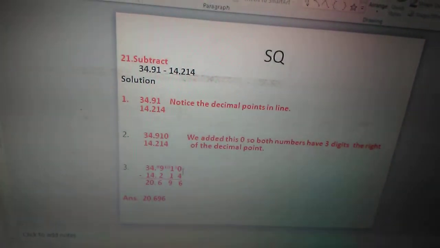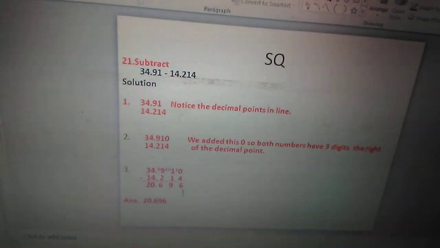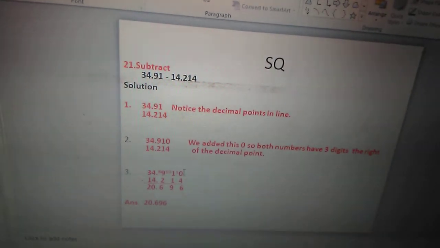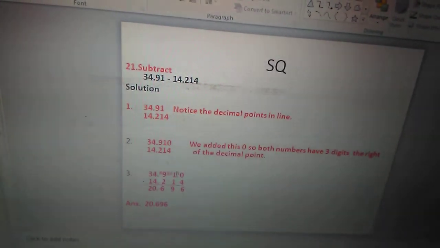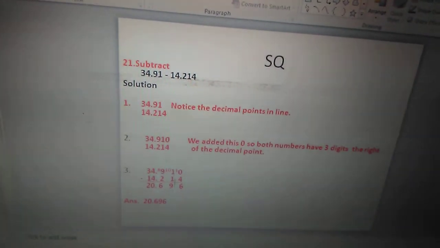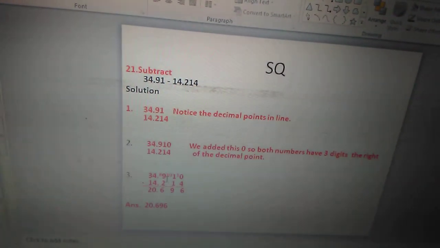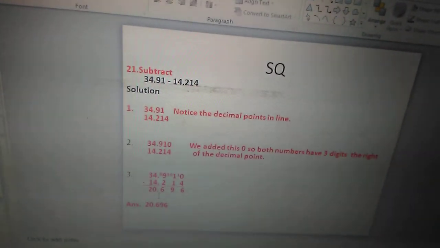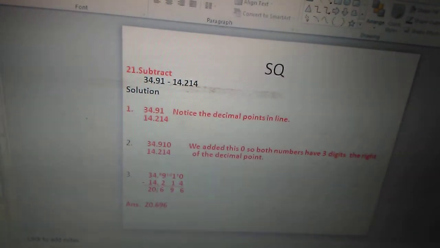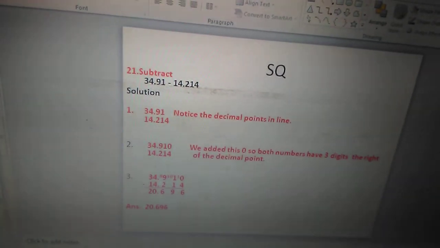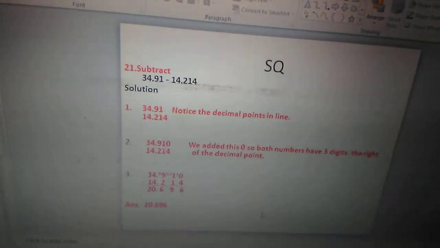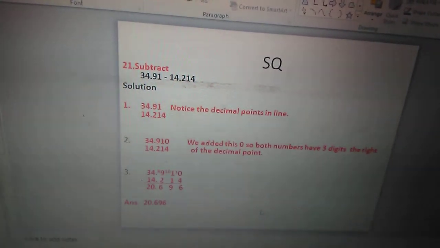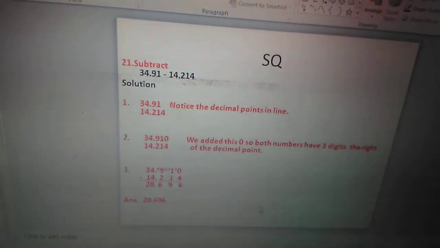We subtract that one. 10 minus 4 is 6. We borrow from that one, so 1 will be here. So 2 becomes 11, 11 minus 2 equals 9. Then 1 will be here, 3. 9 minus 3 is 6. Decimal point. So 4 and 4 is 0. 3 minus 1 is 2. So our result is 20.696. So in that way we can add or subtract.